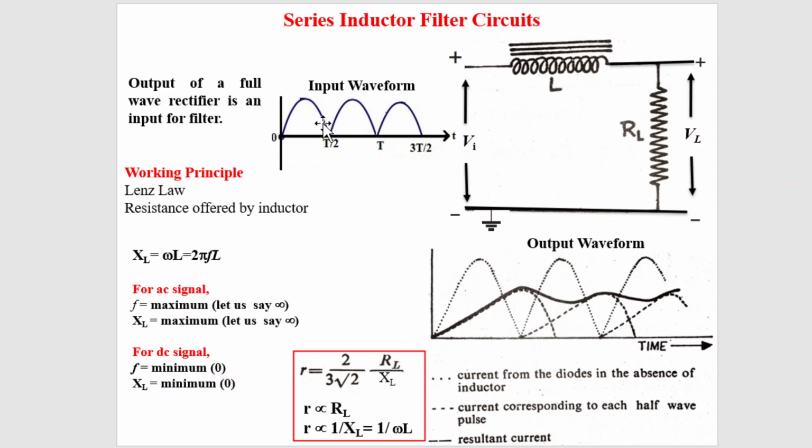Then what can minimize the variation? An inductor in series with the load resistance can fulfill our requirement. If you take an inductor and connect it in series with the load resistance, then this circuit is known as a series inductor filter circuit.